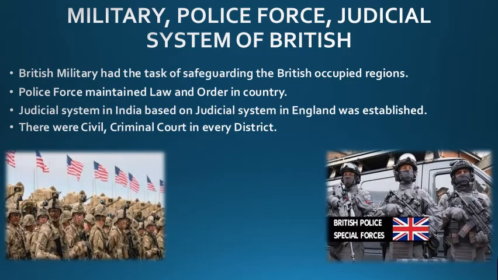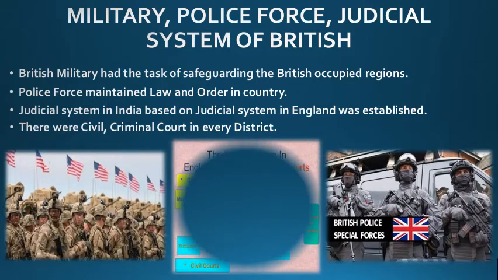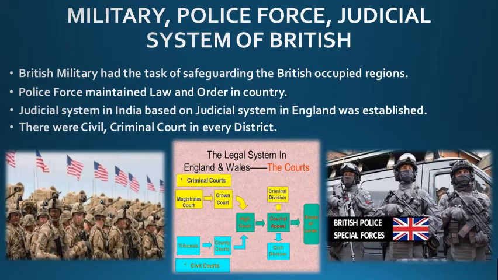The British established a new judicial system in India on the basis of the judicial system in England. Every district had a civil and a criminal court to solve the local cases. For reconsideration of the judgments, a high court was established.